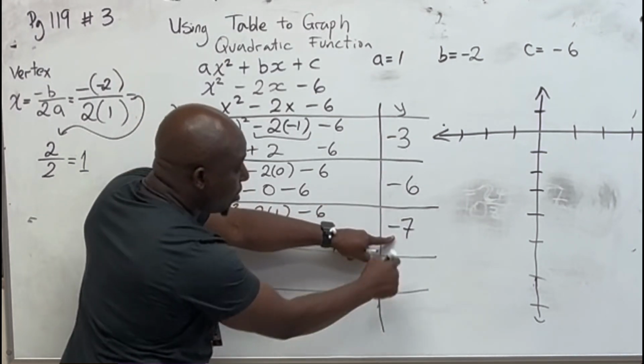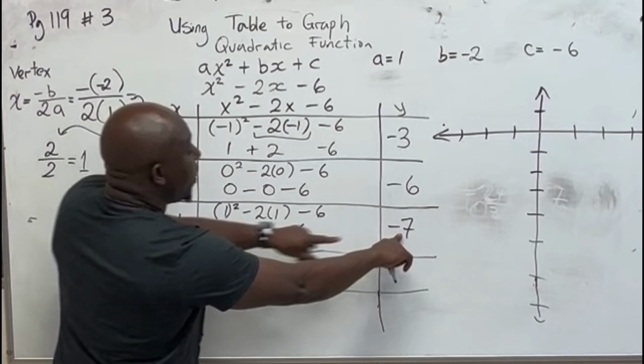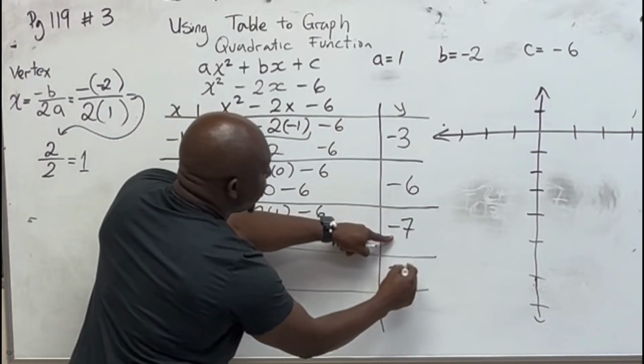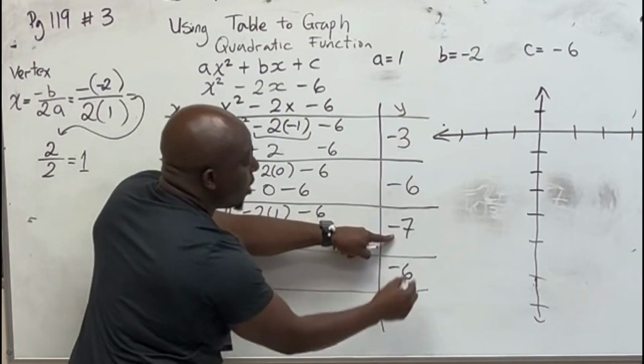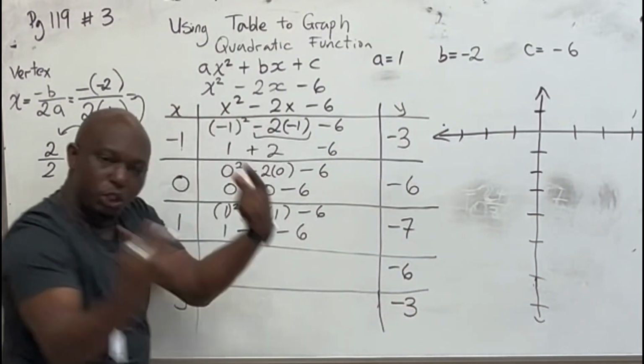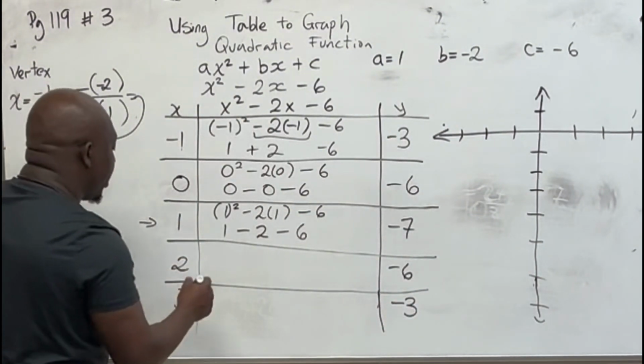The moment I get to the middle part, I know this one is gonna be negative 6. It works like magic all the time. And the last one is gonna be what? Negative 3. Let me show you why. Let's see if it's a true statement.